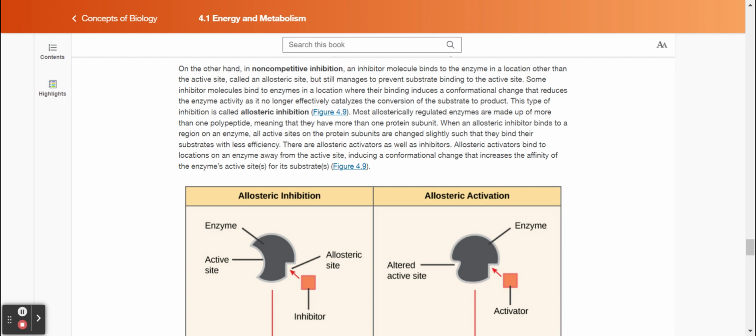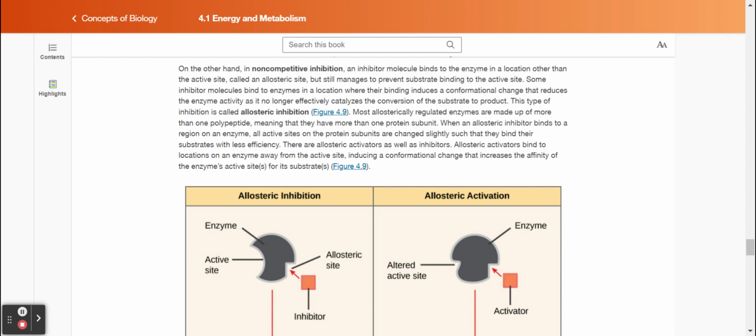Some inhibitor molecules bind to enzymes in a location where their binding induces a conformational change that reduces the enzyme activity, as it no longer effectively catalyzes the conversion of the substrate to product. This type of inhibition is called allosteric inhibition. Most allosterically regulated enzymes are made up of more than one polypeptide, meaning they have more than one protein subunit. When an allosteric inhibitor binds to a region on an enzyme, all active sites on the protein subunits are changed slightly such that they bind their substrates with less efficiency.